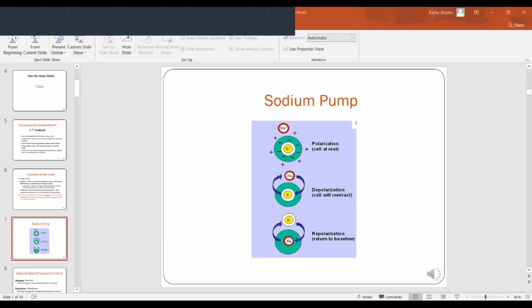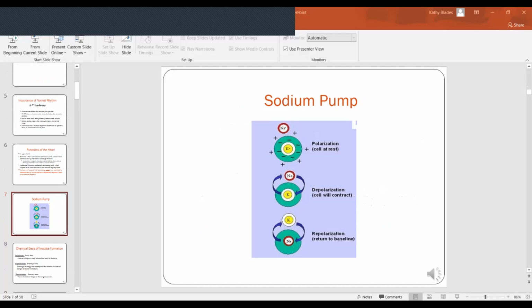So you have the sodium pump. So you have polarization and the cells at rest. If you notice, the potassium's in the cell and the sodium's outside. With depolarization, the cell will contract and they switch places. And then with repolarization, they return to baseline. So then they switch again and go back to the potassium inside and the sodium outside.